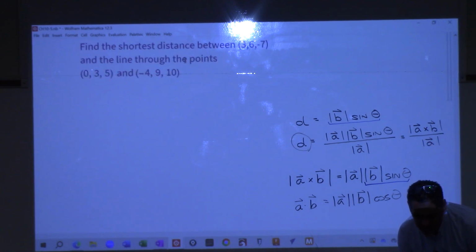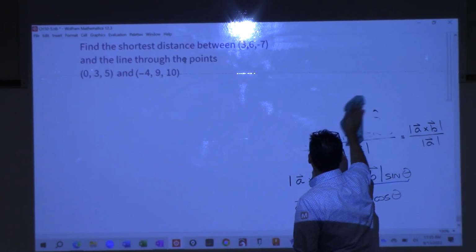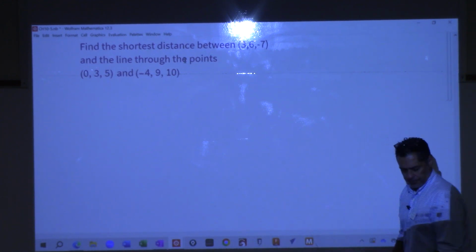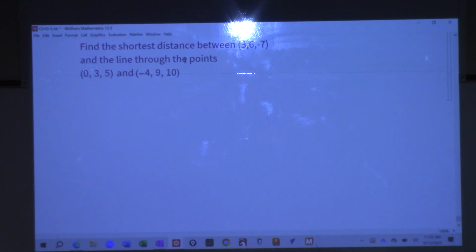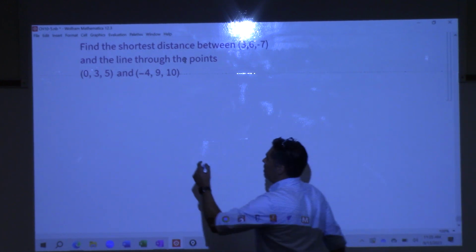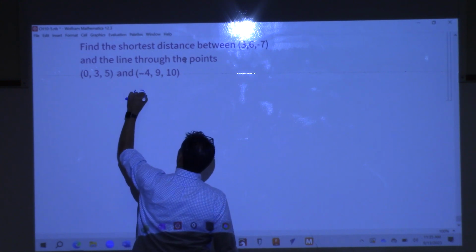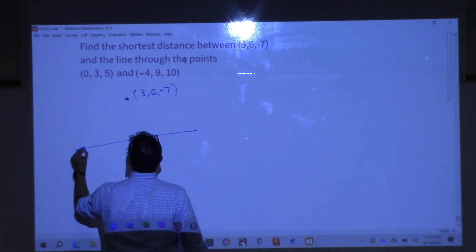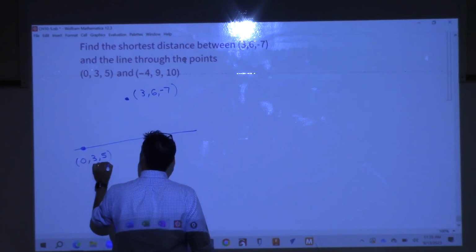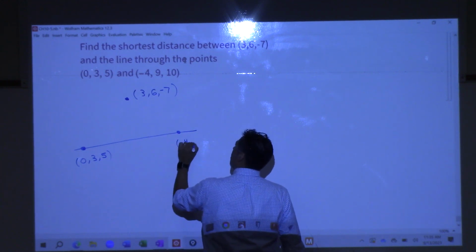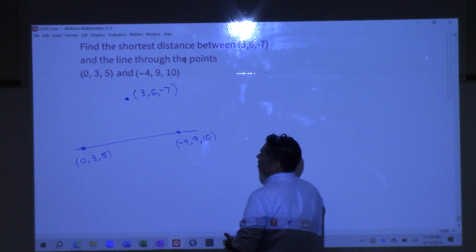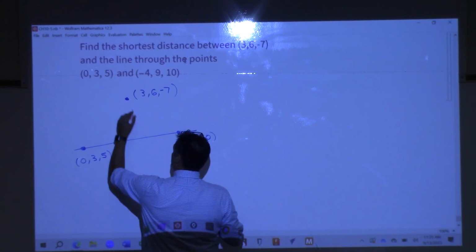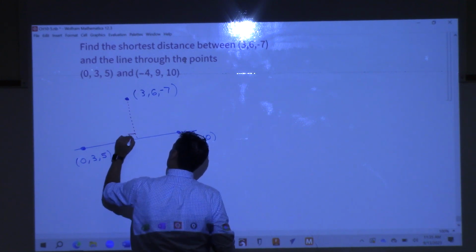Find the shortest distance between that point 3, 6, negative 7 and the line that goes through those 2 points. So I have this point here, 3, 6, negative 7. Then I have a line that goes through the point 0, 3, 5, and the point negative 4, 9, 10. And I'm trying to find the shortest distance between that point and that line. So I'm trying to find this right here, D.